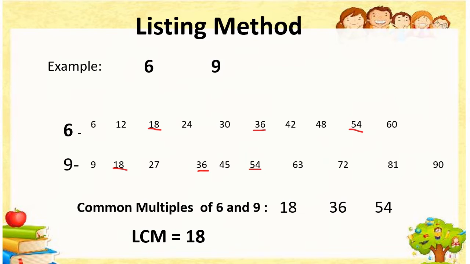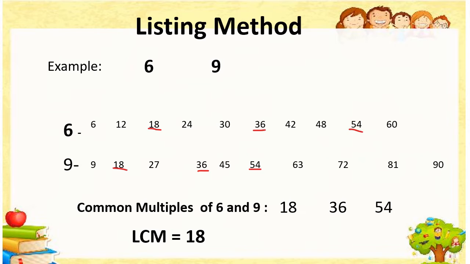Ganon siya. Sabi ko nga kanina, kapag memorize ninyo na yung multiplication table ninyo, pagkita ninyo pa lang sa number, ma-imagine ninyo na kung ano yung least common multiple nila. Okay? Required, kids, na memoryado ninyo ang inyong multiplication table. So, ganyan yung listing method.